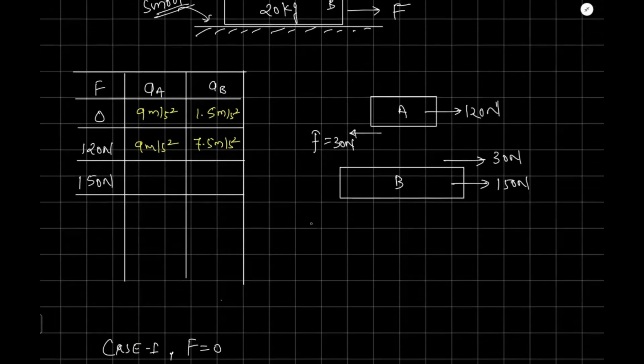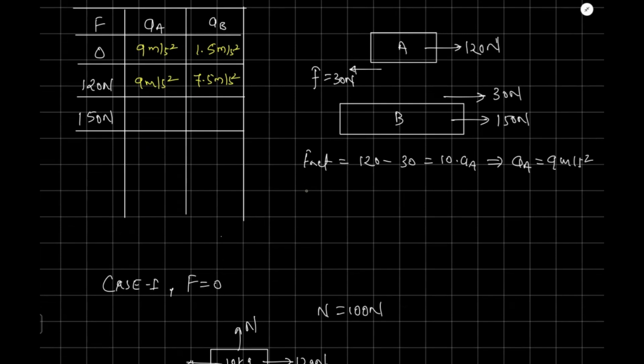So if you see the net force on block A, it will be 120 minus 30, that is 10 into acceleration of A. From here you will get acceleration of A is 9 meter per second square. Same way, the equation we applied on A, we will apply on B. The net force that is acting on B, right? It is 150 plus 30, and mass is 20 into acceleration of B. So from here you will get acceleration of B is equal to 180 by 20, that is equal to 9 meter per second square. So it is possible. Yes, it is possible, and both the objects have the same acceleration. So it also has 9 meter per second square, and it also has 9 meter per second square.